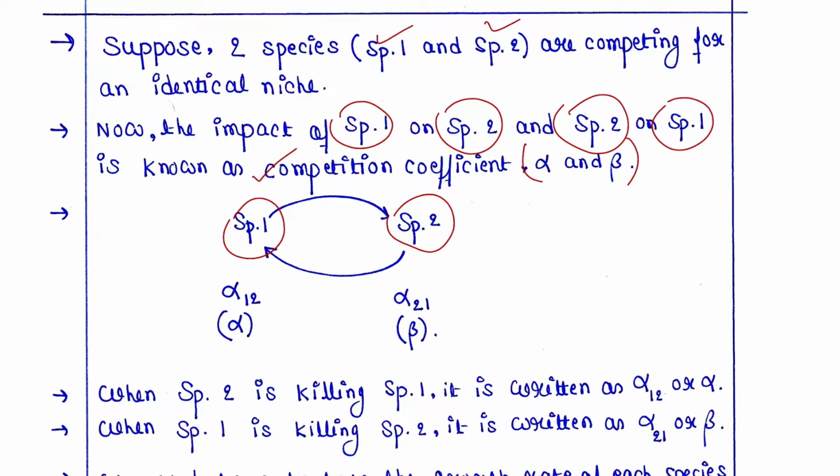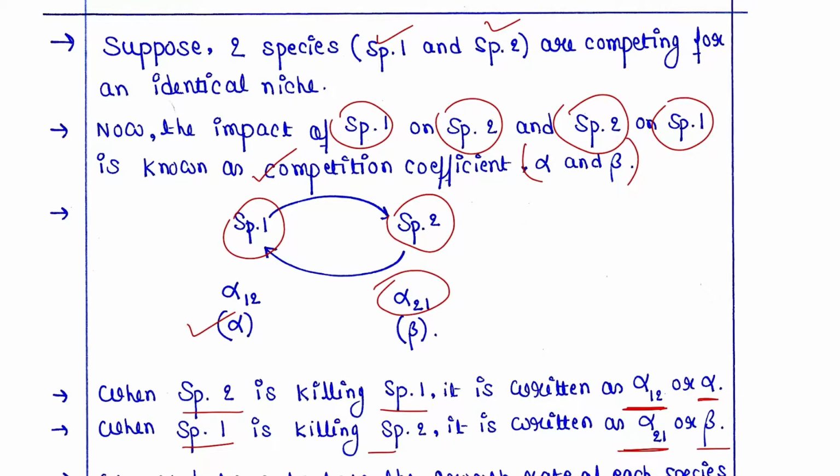Now, when species 2 is killing species 1, it is written as alpha 1-2, or alpha. When species 1 is killing species 2, it is written as alpha 2-1, or beta. Is it clear? So, when species 2 is killing species 1, it is written as alpha 1-2 or alpha, and when species 1 is killing species 2, it is written as alpha 2-1 or beta. Okay.